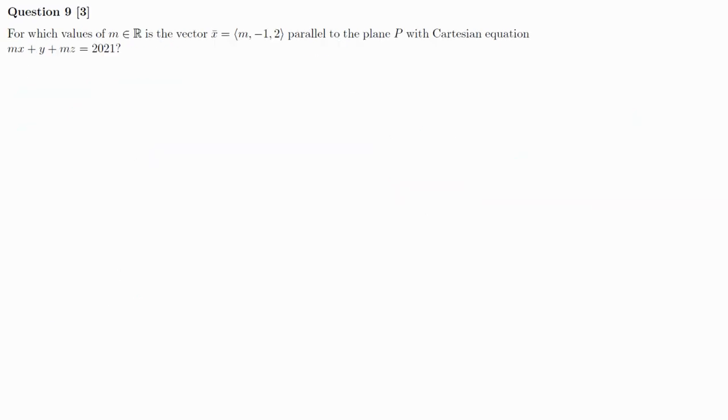And now question 9, for which values of m, an element of R, is this vector parallel to the plane with the Cartesian equation this? So let's think of the Cartesian plane as a piece of sheet of paper, and we want this vector to be parallel to this plane. So something that goes over the paper. So that means the normal of this paper should actually be perpendicular to this vector.